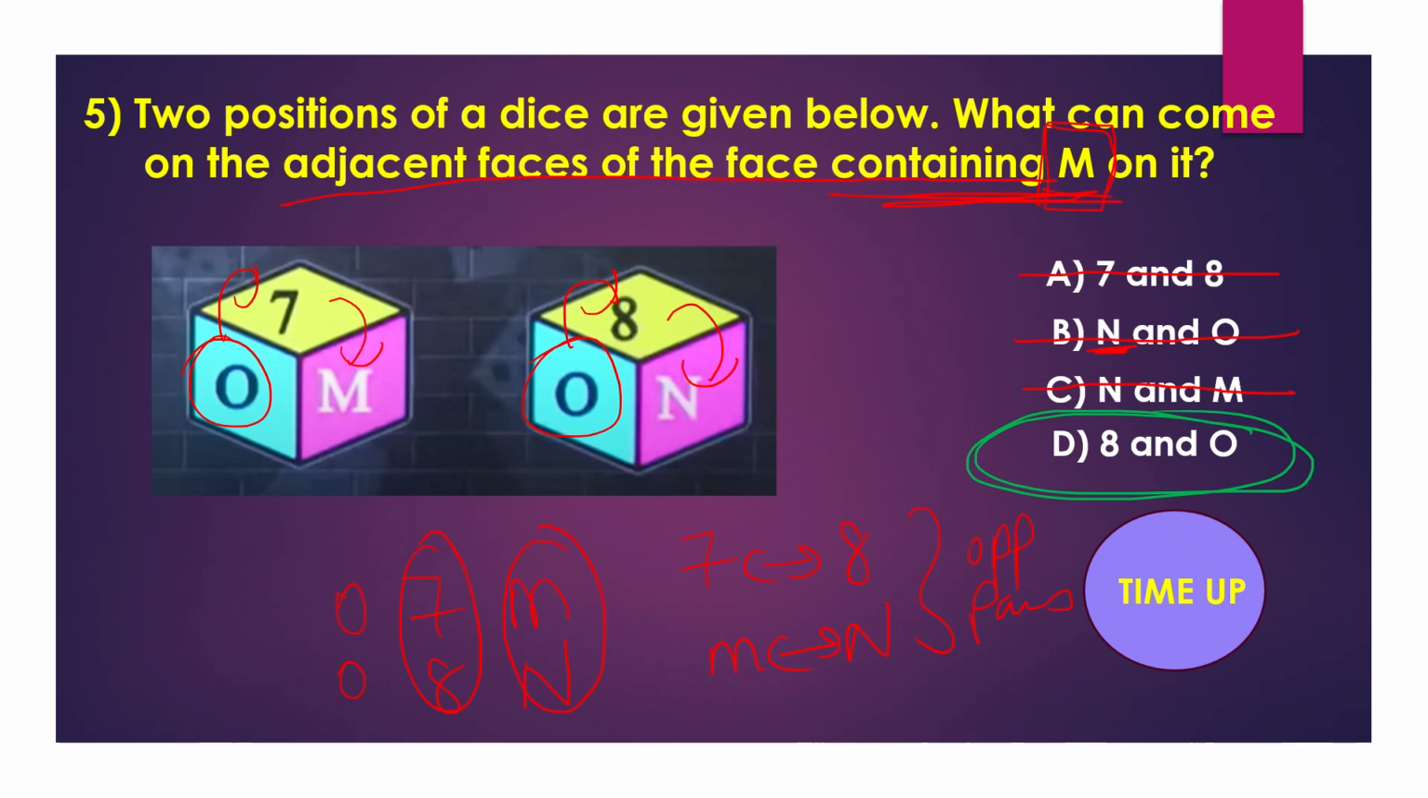Okay. So wherever you can see opposite pair alphabets, you can eliminate them directly. 8 and O are not the opposite pairs, correct? So that becomes adjacent to M.